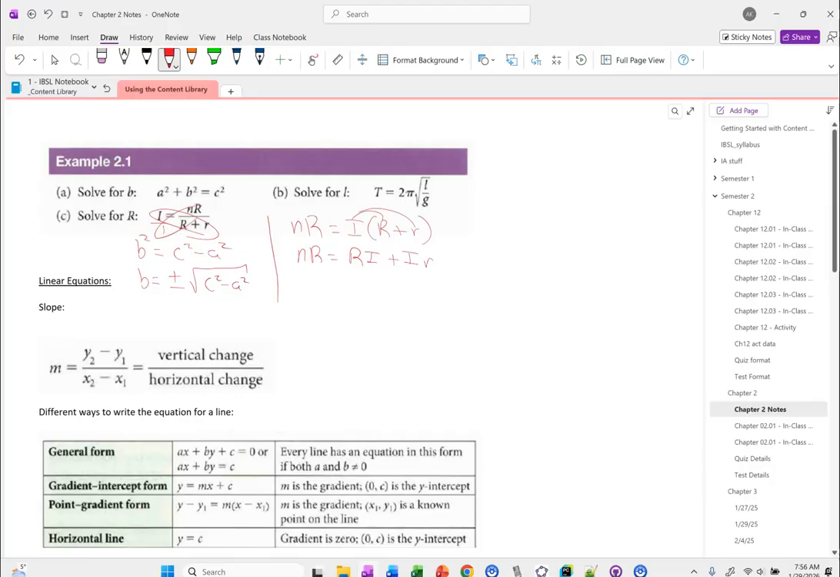Now what? What's that? Don't want to divide by R. No, subtract. Subtract what? R. Yeah. So let's move those guys over. What's NR minus RI? Okay. That's fine. So you just write them next to each other. What's that?